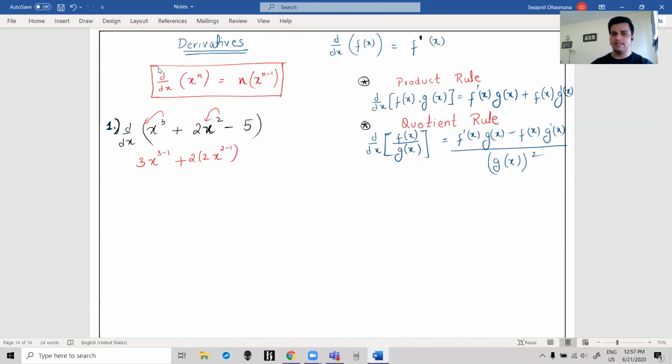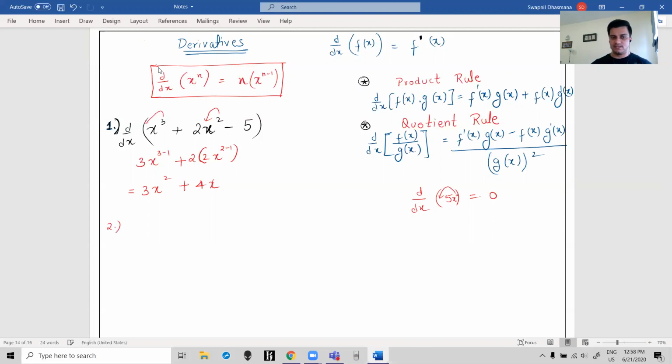Then there is no x here, so any constant's derivative is 0. Any number, if it's there, 0, 1, 2, 3, 4, 5 without x, is going to become 0. So d by dx of any number is 0. The reason behind it is that x power 0 is here and it makes everything 0. Now when I solve this, I will get 3x power 2 plus 4x, and that is my answer. If it's equal to f(x), then you will just write f dash x. That's how you do the derivative.